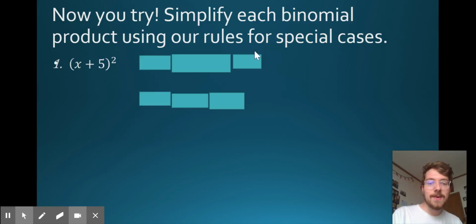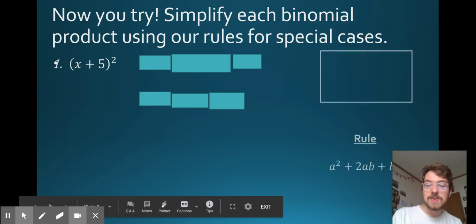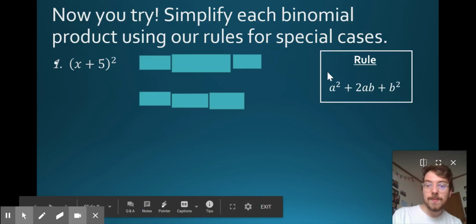Anyways, so let's try some simplifying. So my first one is I've got x plus 5, that whole thing squared. So looking at this, first we need to identify what rule we should work with. Since I've got a whole thing squared and it's not separated into 2 parts, I know it's going to be a square of a binomial, right? If you see that 2 up there, you should automatically know it's the square of binomial rule. So I know it's got to be this bad boy right here.